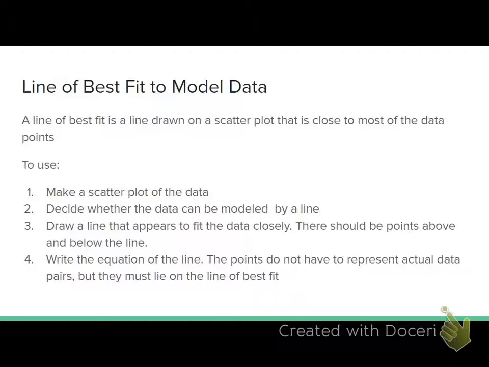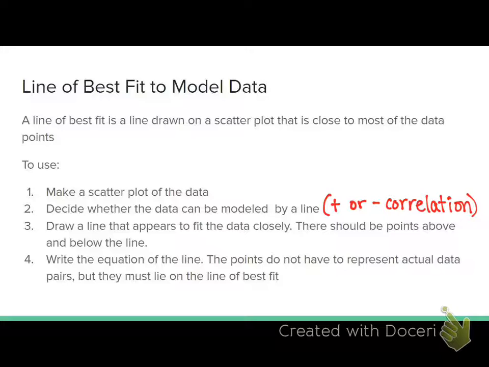So to use a line of best fit, you're going to make a scatter plot of the data. We just practiced doing that. Decide whether the data can be modeled by a line, which means it needs to have positive or negative correlation. It cannot have no correlation, otherwise there's going to be no line. Draw a line that appears to fit the data closely. So you've seen me do it a couple times, and each time I wasn't super precise about it. It's not like it had to start at one point and go to another one. I just drew it in so that it was in between or around as many points as possible.